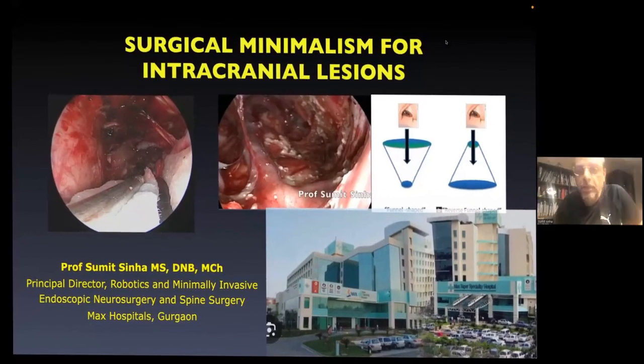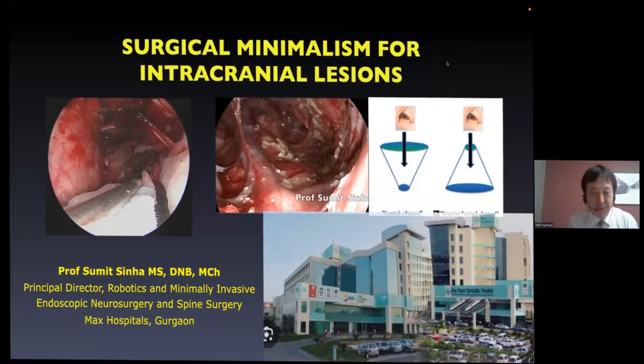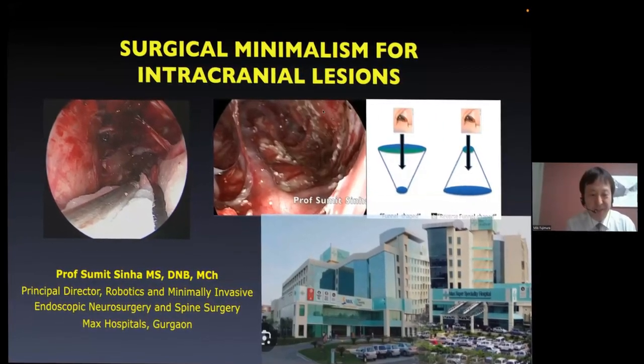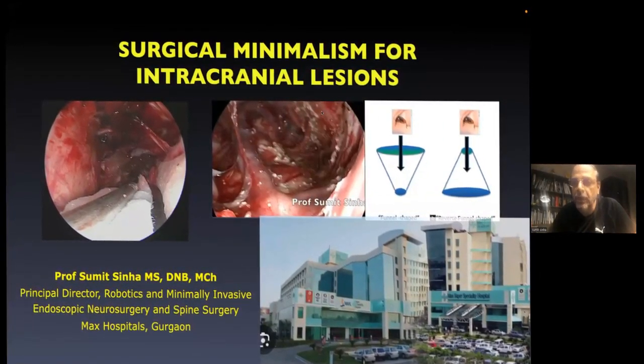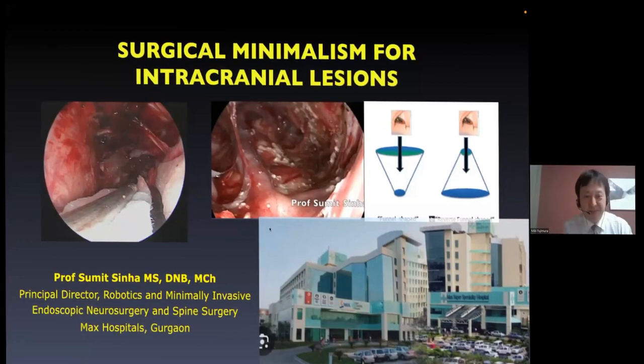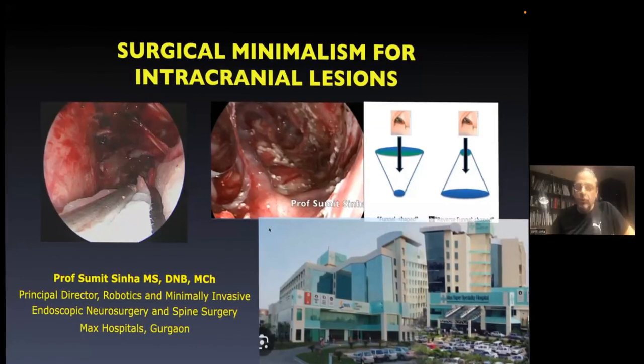Yes. Can you see me? Can you hear me? Oh, of course, perfectly. Okay. Can you see my slide, Professor Mickey? Yes, of course. Okay. So, very good evening, everyone.